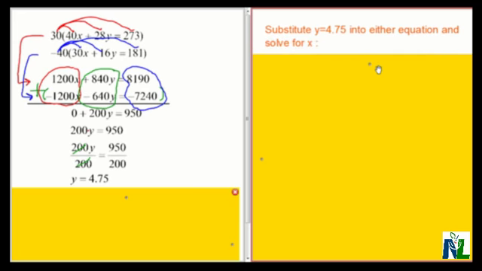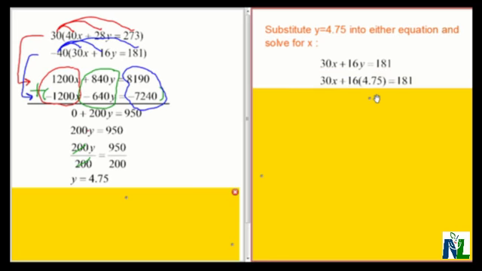Now I can substitute y equals 4.75 into either equation and solve for x. I'm going to substitute y equals 4.75 into equation number 2. 30x plus 16y equals 181. So where I see y, I replace it by 4.75. So I get 30x plus 76 equals 181. The 16 times the 4.75 obviously is the 76.